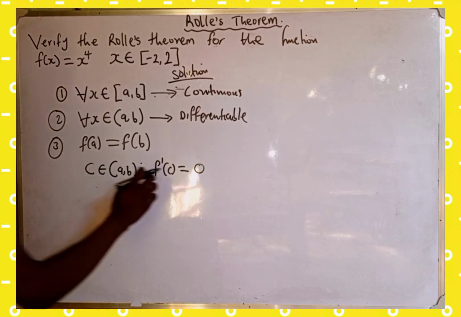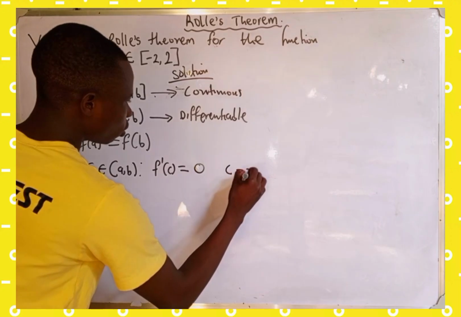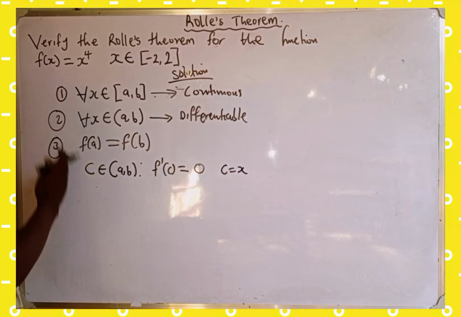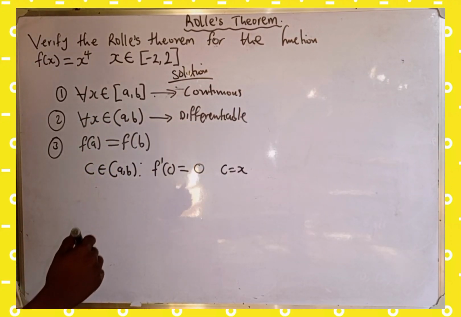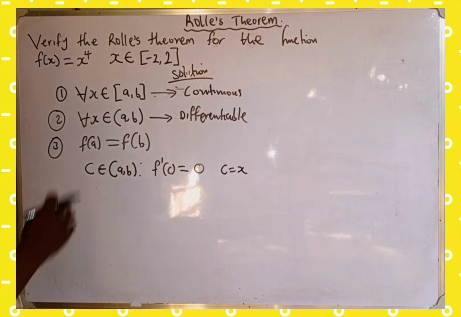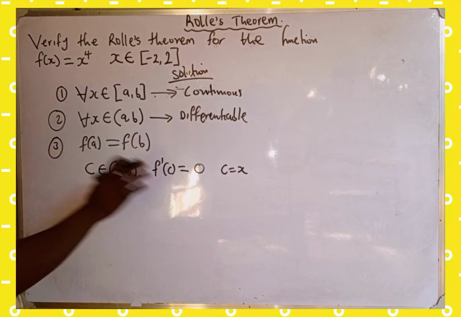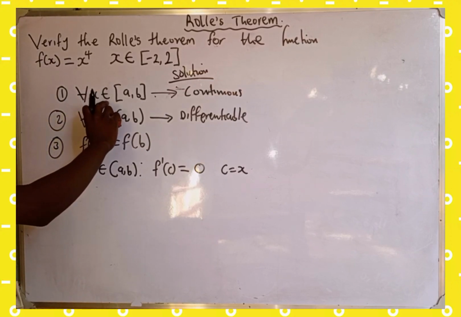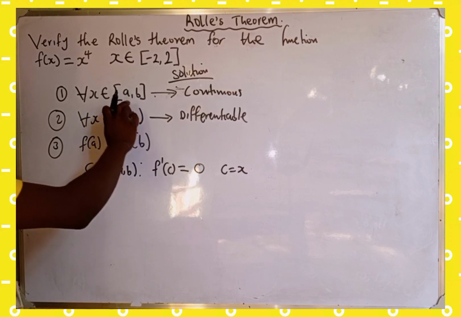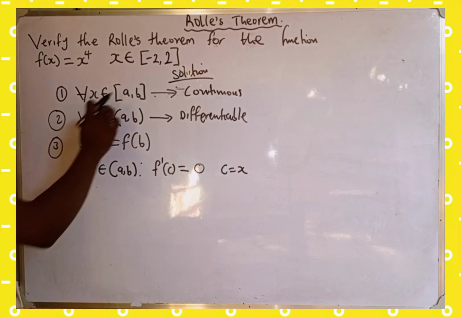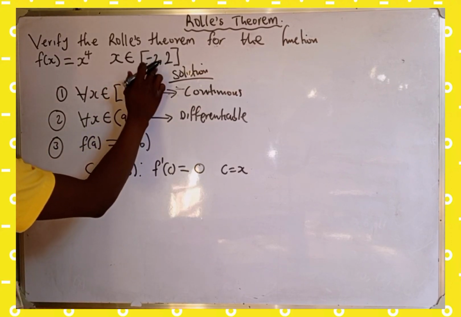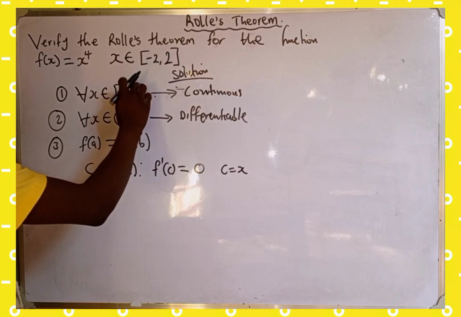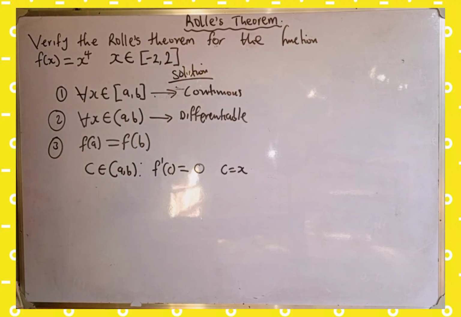Rolle's theorem. From this, c is equal to x. If these conditions are satisfied, then we are going to conclude that the given function satisfies Rolle's theorem. So let us start from condition number 1. For all x an element of the closed interval a, b the function is continuous, where a, b implies minus 2, 2, where a is minus 2 and b is positive 2.